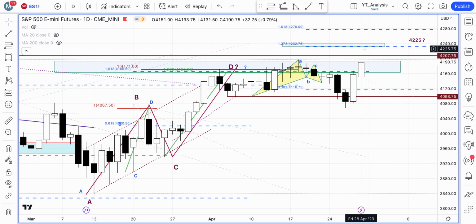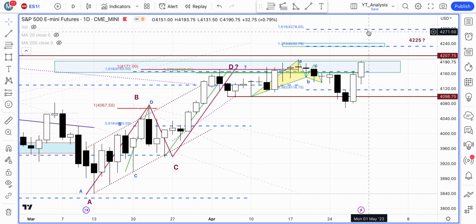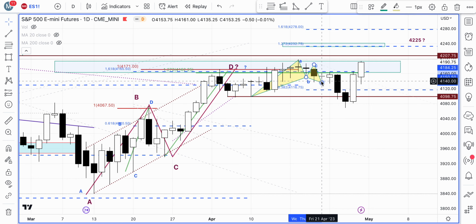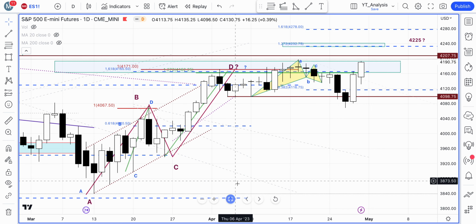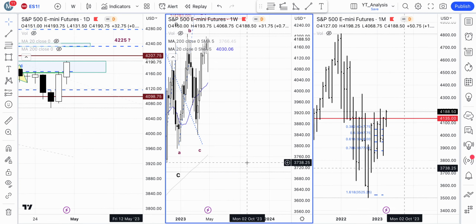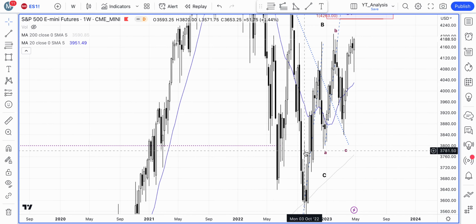So these are the levels we are looking for now: 42.25 to 42.30 roughly, and it could also expand to 1.618, which is 42.75. Now let's also take a look at this from a longer term weekly perspective.